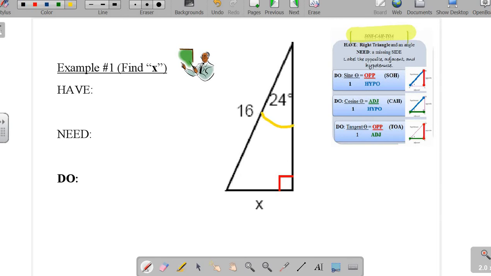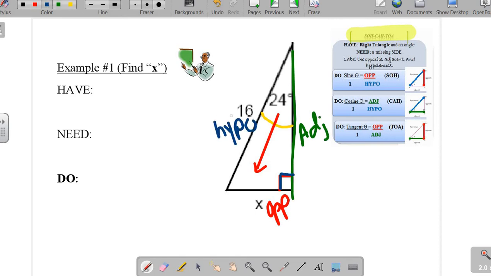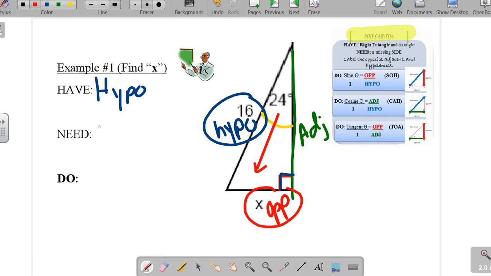Step 1, we label. So if we're dealing with 24, we go like this. We label our opposite, our adjacent, and hypo. That's important you do that accurately. And you ask yourself what you have and what you need. In this case, we have the hypo, and we need the opposite.